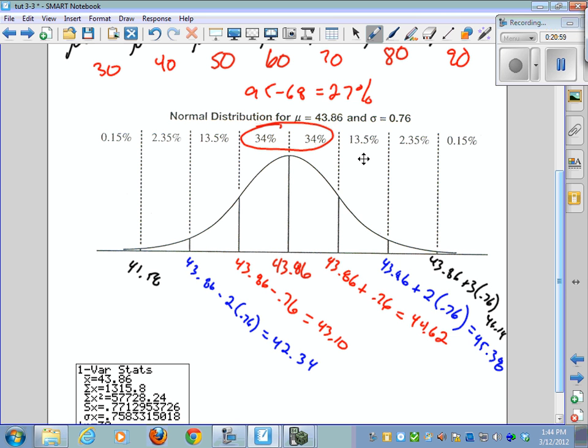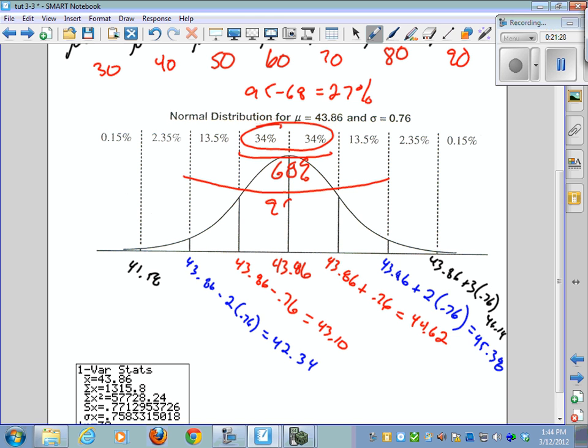13.5, right? Now we're at 95%. Outside 95% is another 5%. It's this 2.35, and then 0.15 is actually above. So that's where those numbers come from up top. These numbers rolling across the top are constant. They're always the same. These two add up to 68%.